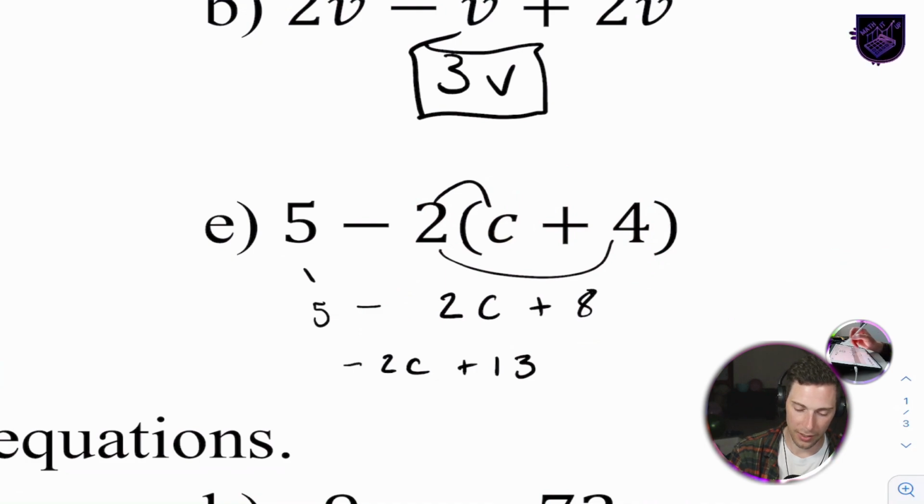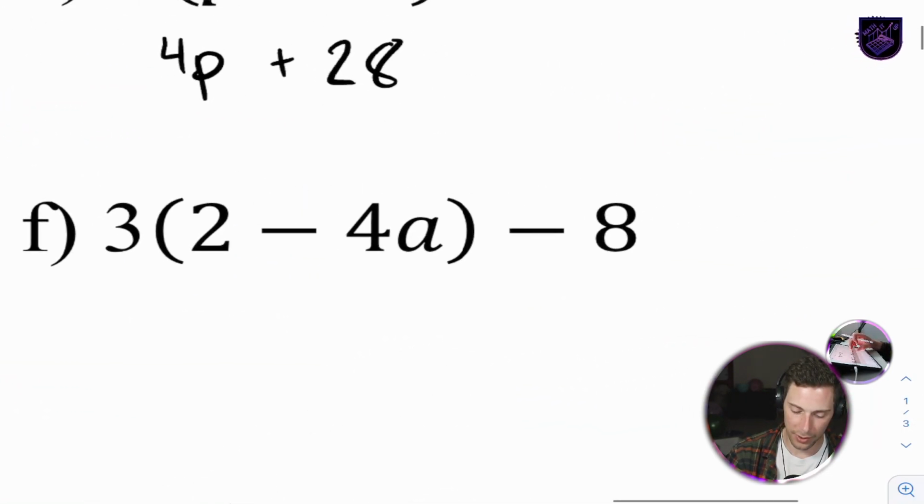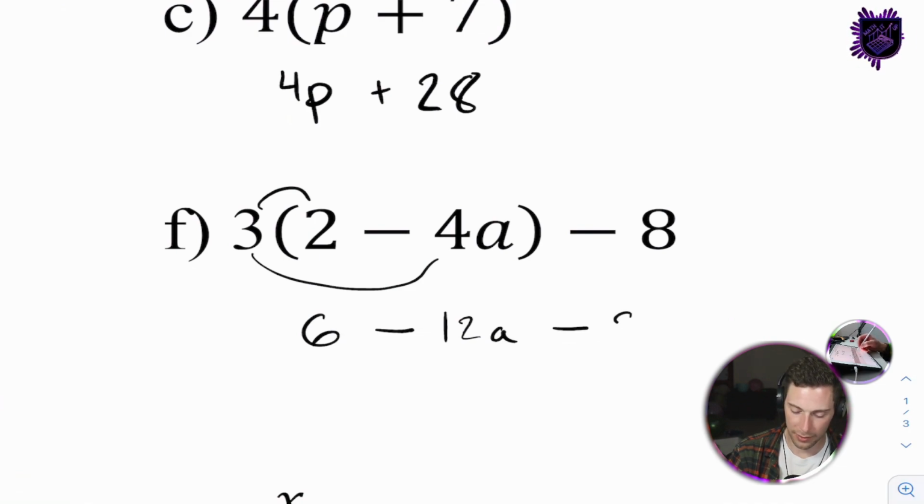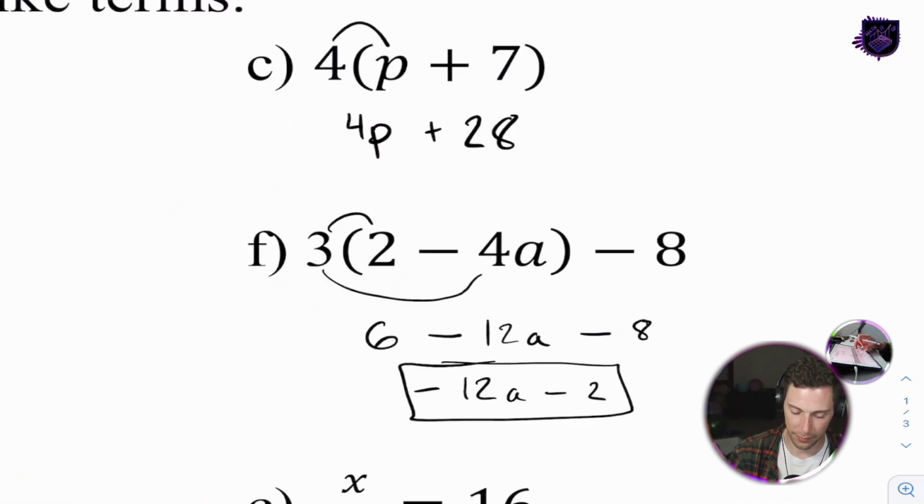So you are taking, again, this is a term, negative 2. That operation has to come with that term because it comes before it. They are connected. Next one, we're going to distribute. 3 times 2 is 6 minus 12a. 12a minus 8. We can combine 6 and minus 8. So we have negative 12a minus 2. That's our answer.